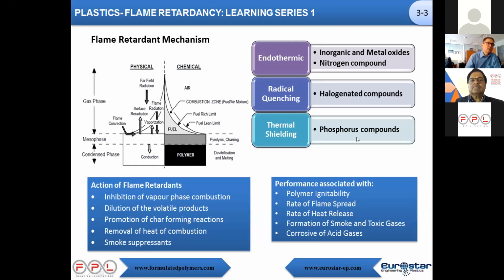So performance linked more to the material is polymer ignitability. So it's linked to a test that we will see later, not in this seminar, but in the next seminar. It's the ignition temperature of plastics, which is very different to flame retardancy. The rate of flame spread is very important for car industry. The heat of release is very important, for example, for trains industry. Formation of smoke and toxic gases are of importance for everybody, for every application which is unattended.